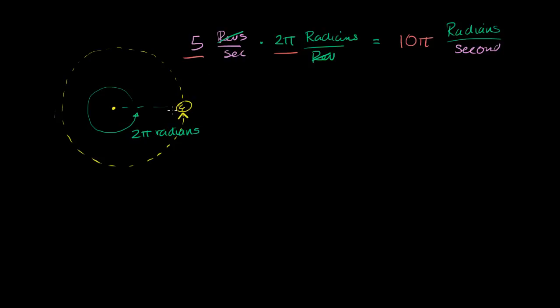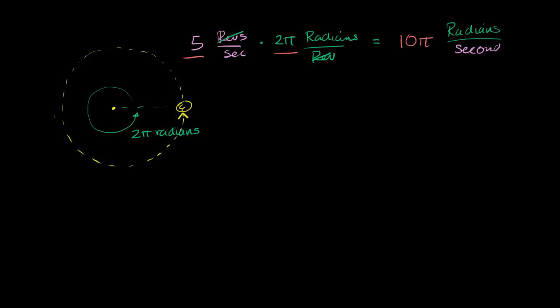You're just going 1, 2, 3, 4, 5. So that gives us 2 pi radians every time, and you're doing that 5 times in a second. So you're doing 10 pi radians per second. So this right here, either 5 revs per second or 10 pi radians per second, they're both essentially measuring the same thing. How fast are you orbiting around this central point?